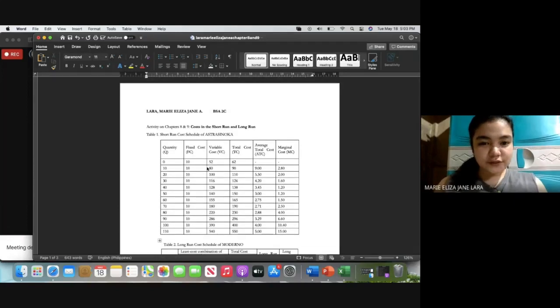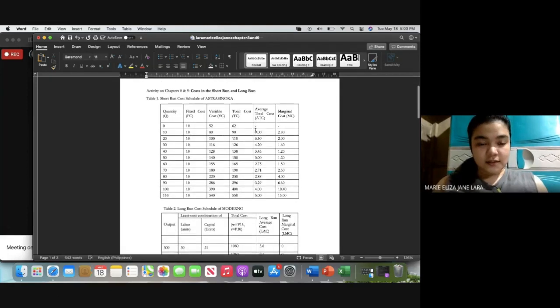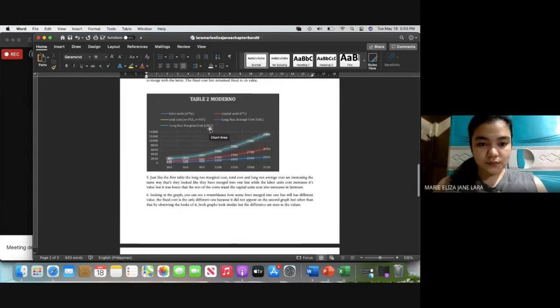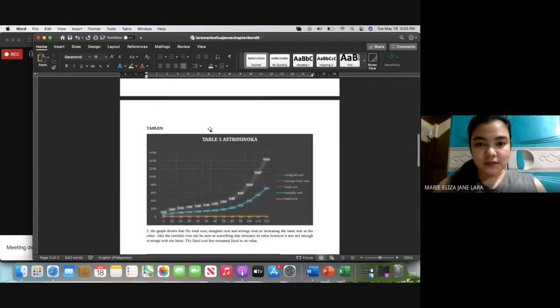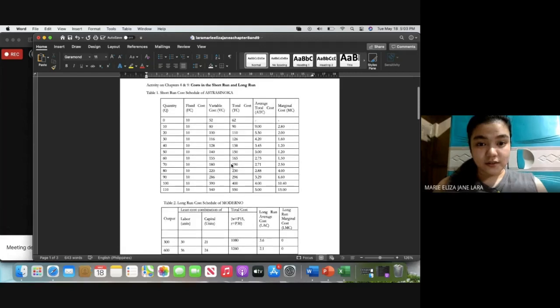Good afternoon. So this is how I answered the activity on chapter 8 and 9, costs in the short run and long run. The task is to fill the missing cells in two tables. So this one is the two tables that are mentioned.